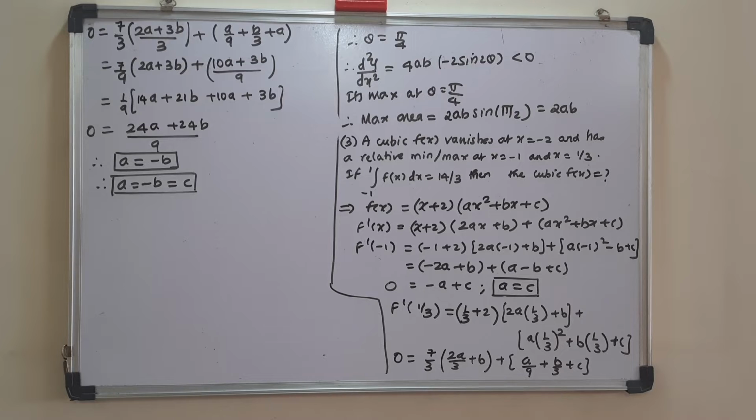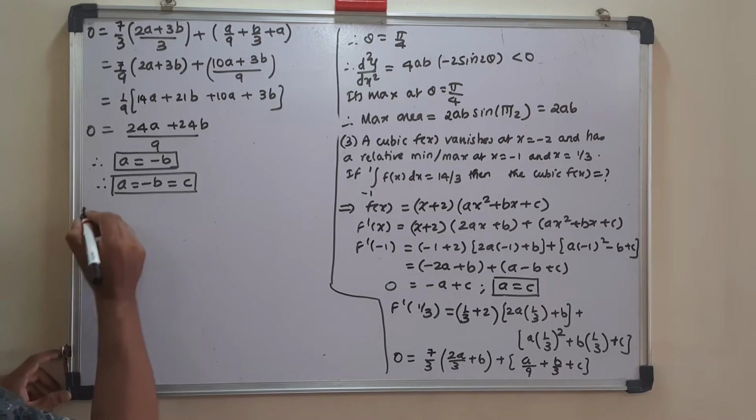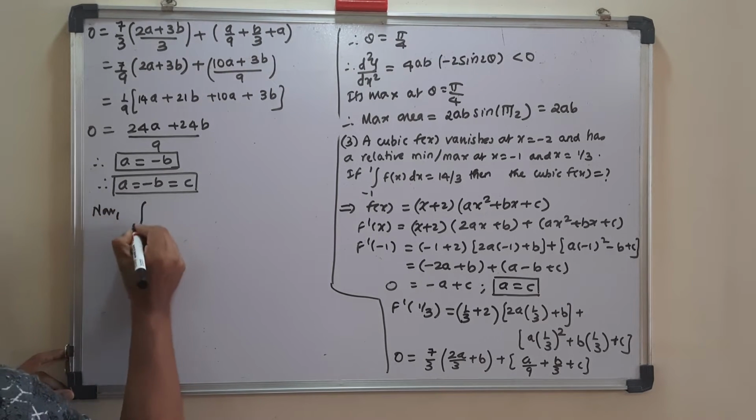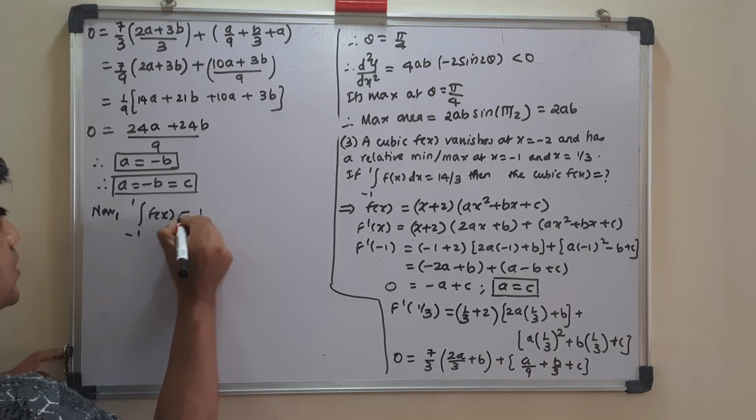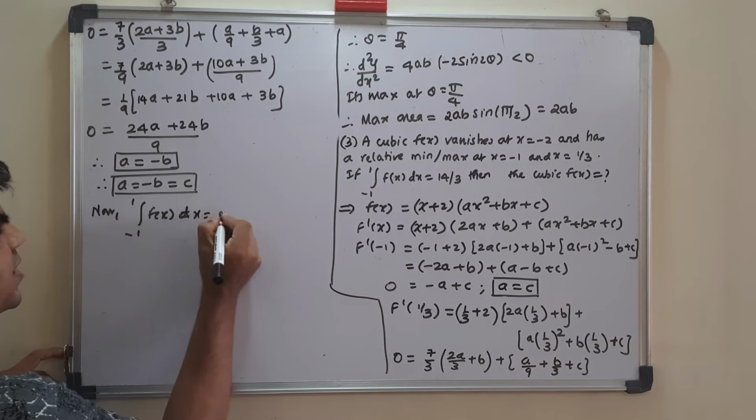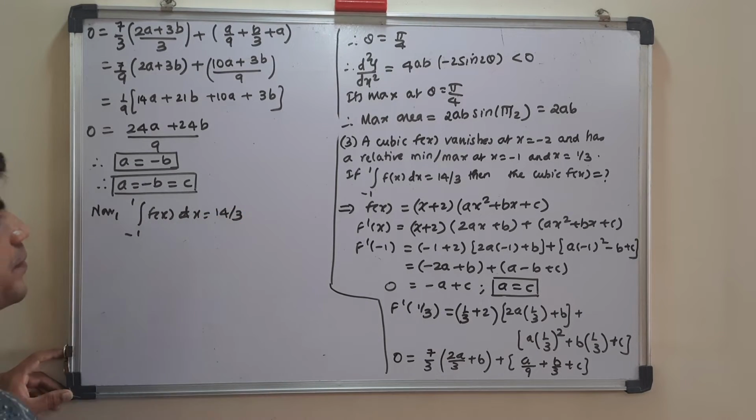Now how to get the values of a, b and c? That will be in some condition which is mentioned in the question. The condition which is mentioned here is the integration of minus 1 to 1 function of x is equal to 14 by 3. So let me divert my attention to this particular part. Now, integral from minus 1 to 1 of f(x) dx obviously is equal to 14 by 3.